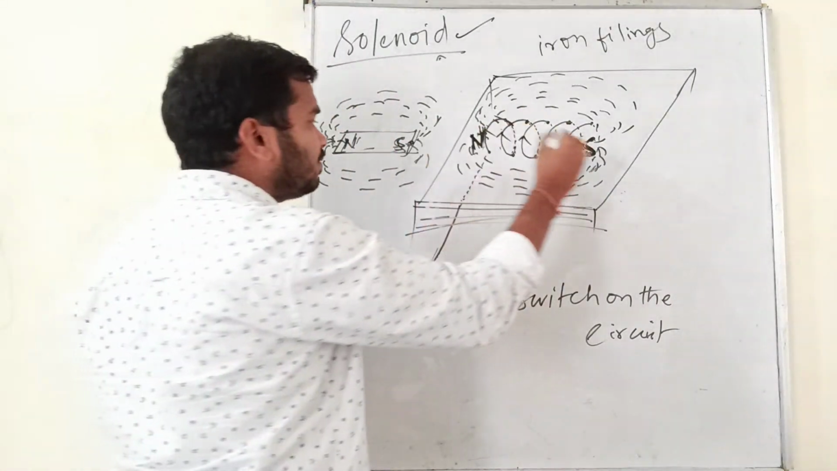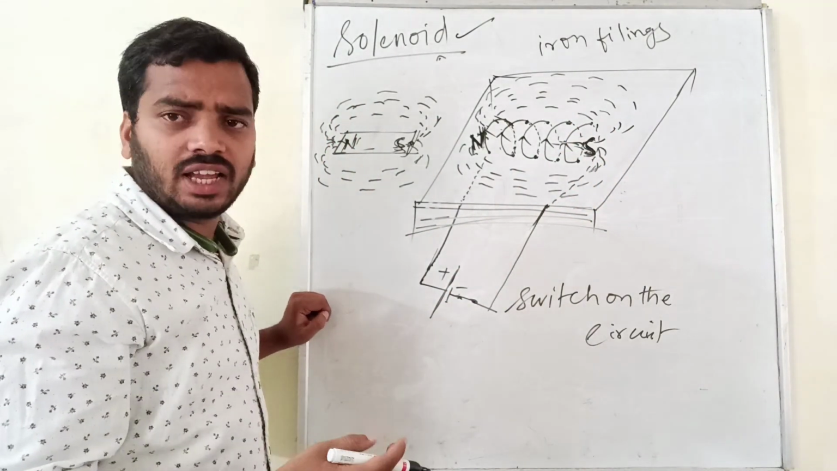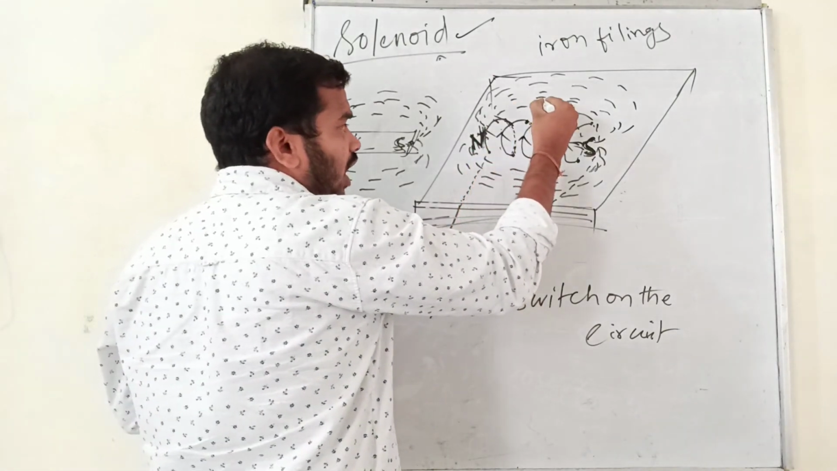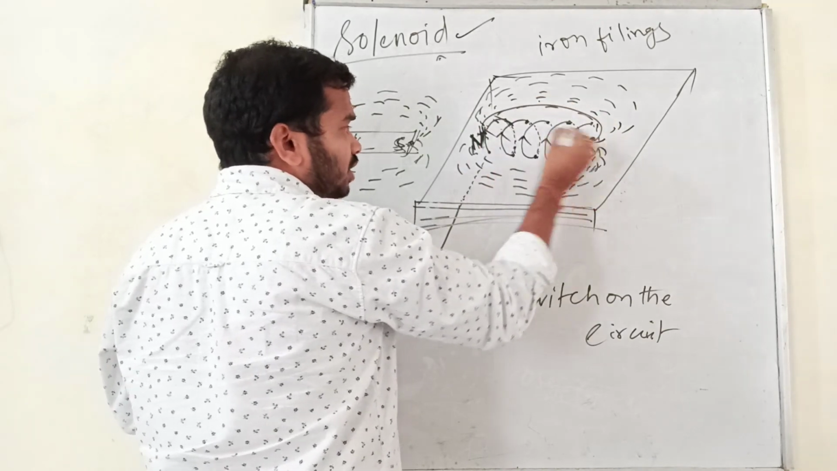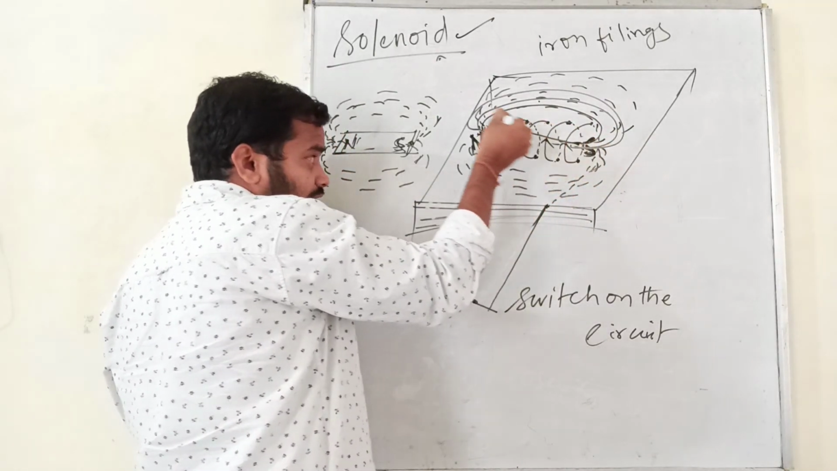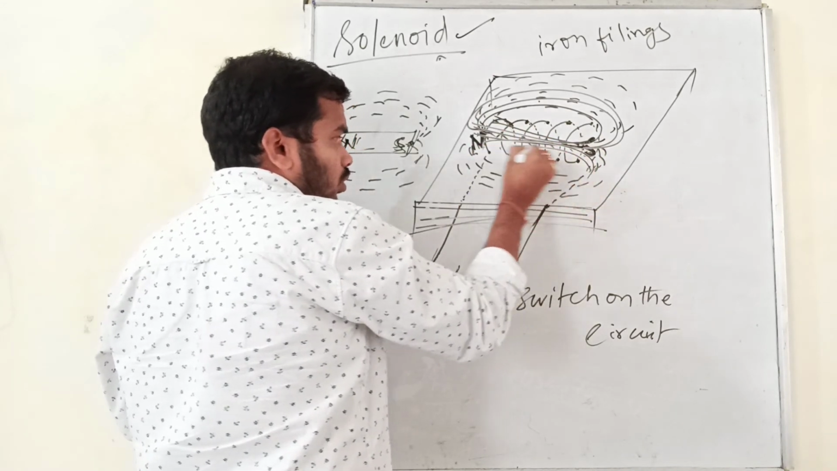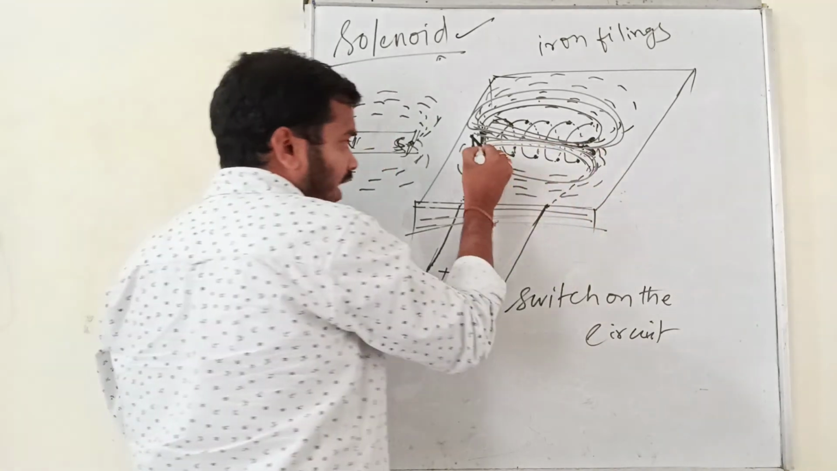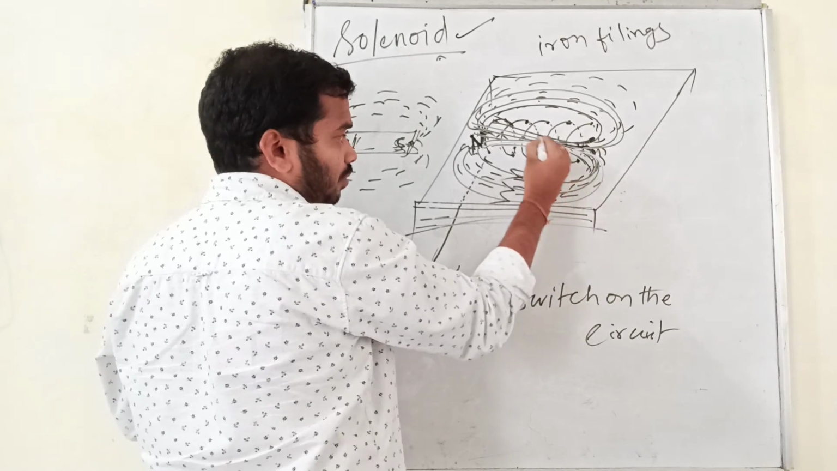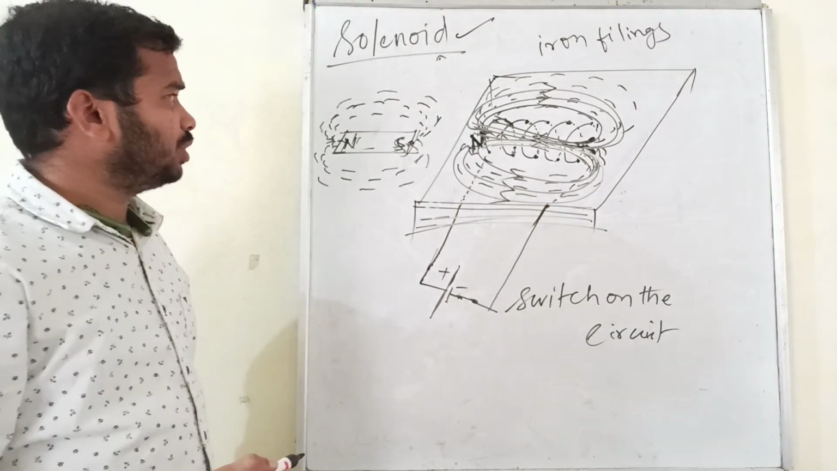Yeah, these field lines are closed field lines. I told you, magnetic field lines are always arranged in closed loops. Here, on the outside, the lines of force would be passing from north pole to south pole, but within the solenoid, the lines of force would be running from south pole to north pole. Outside they will be running from north pole to south pole, and within the solenoid, it will be from south pole to north pole. So these are the two cases which you need to understand.